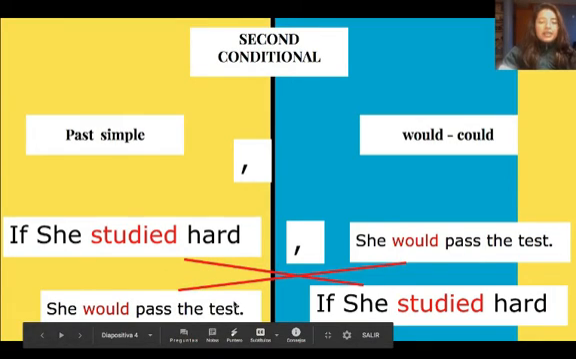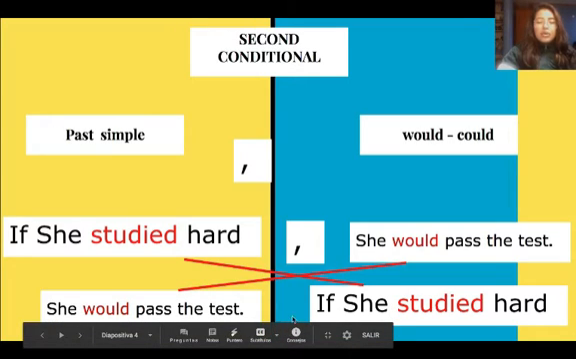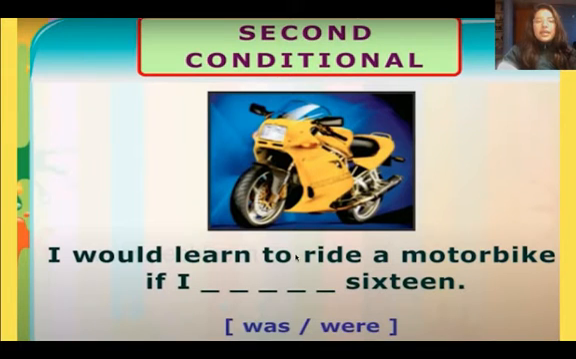She would pass the test if she studied hard. In this case, we can change the order of the sentence, okay. But what is the difference? In this case, you don't have to use the comma if the first sentence is using the modal would. Only when you use the if clause first, the sentence has a comma. Okay?